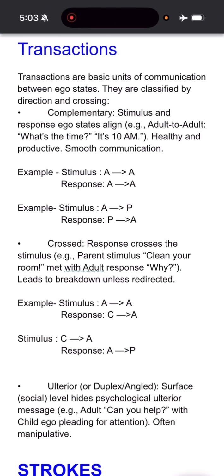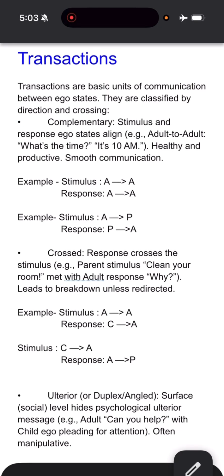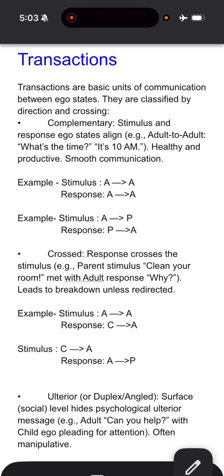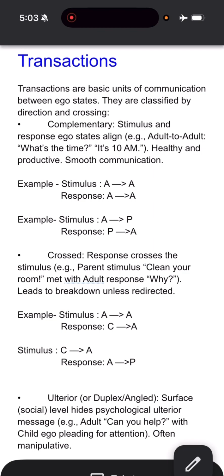Welcome to the second part of transactional analysis. Today we will learn about the key terms which are used in the theory of transactional analysis, which was developed by Eric Berne in the 1950s.